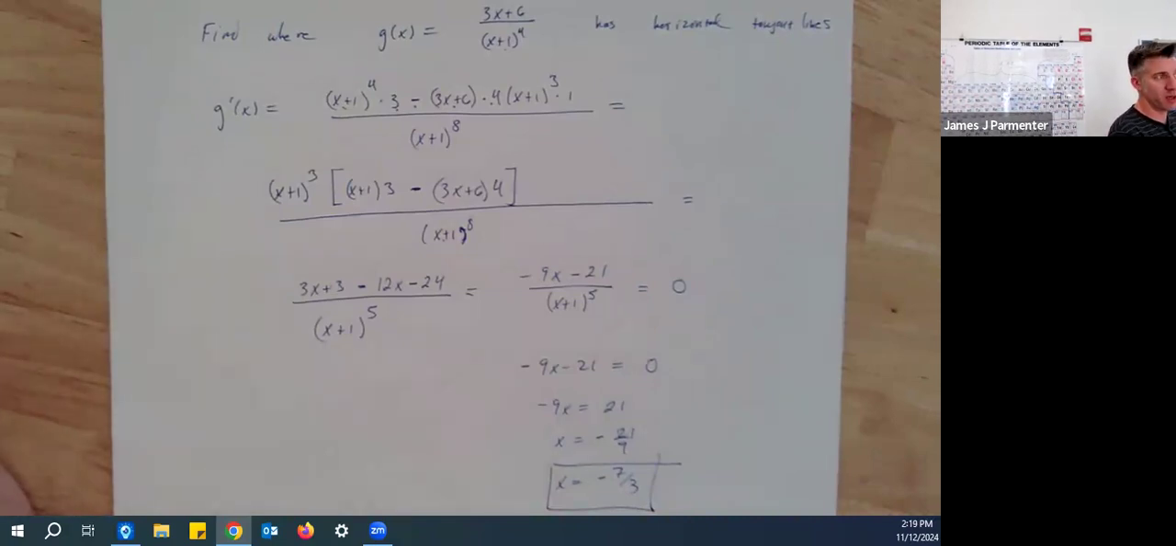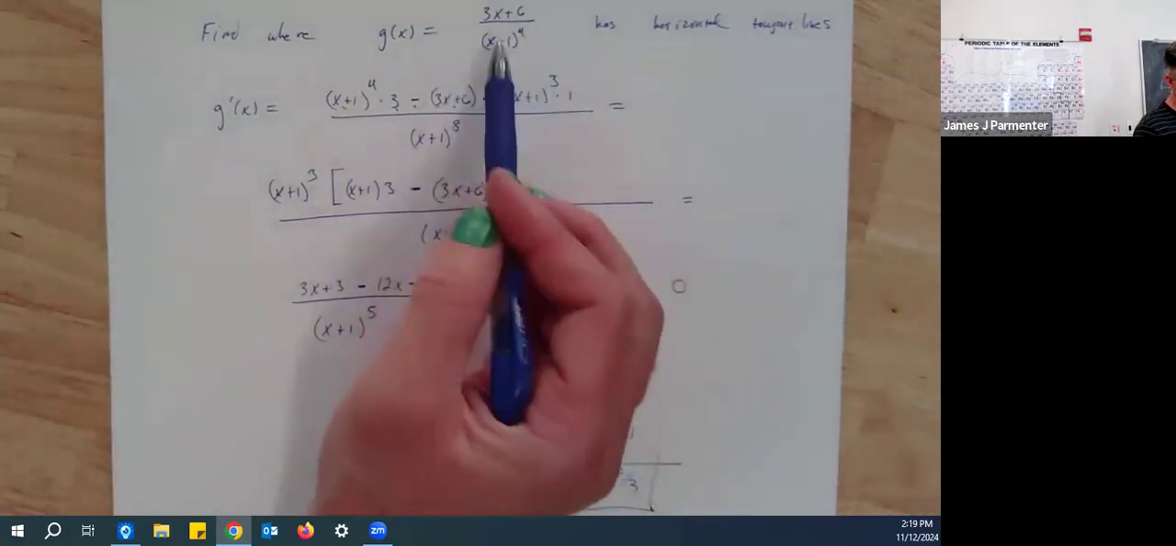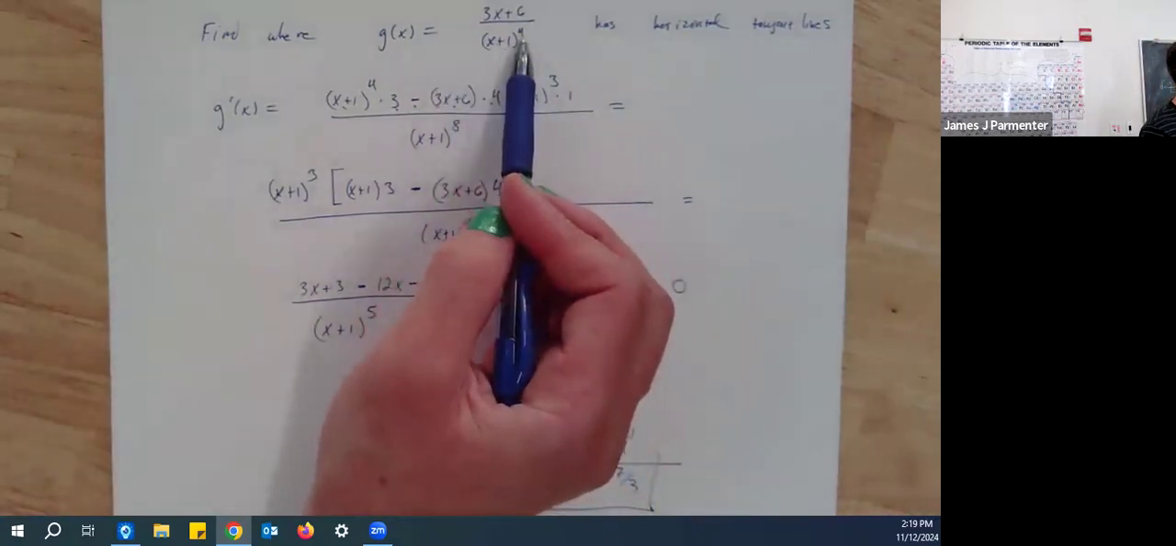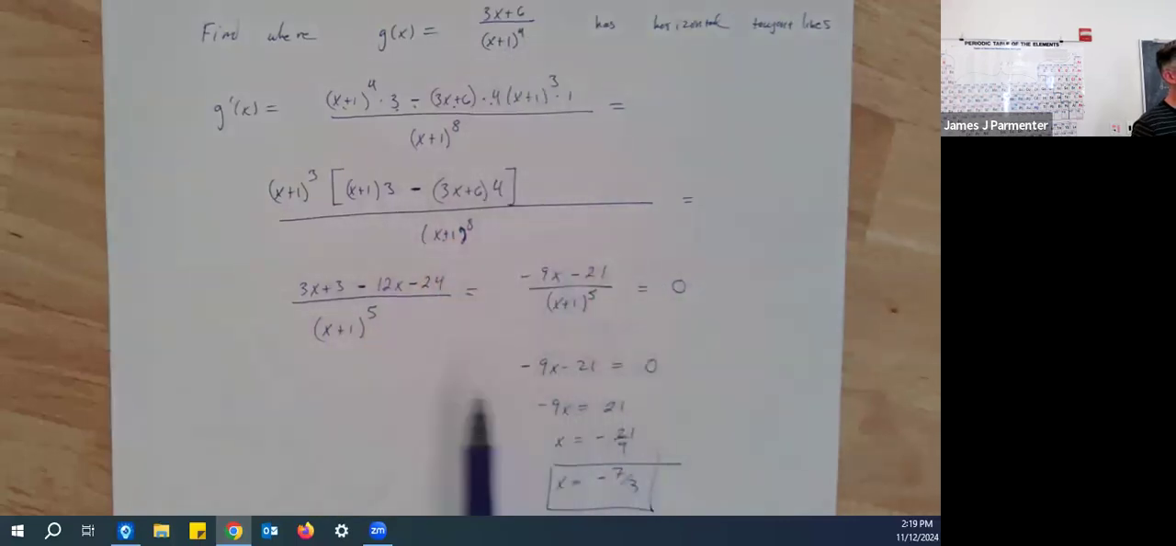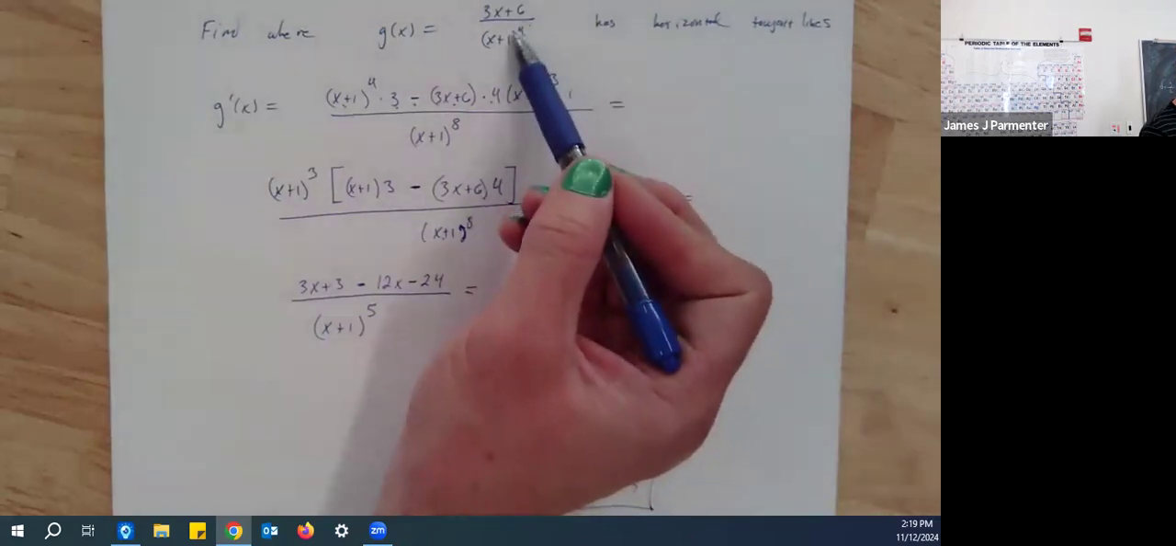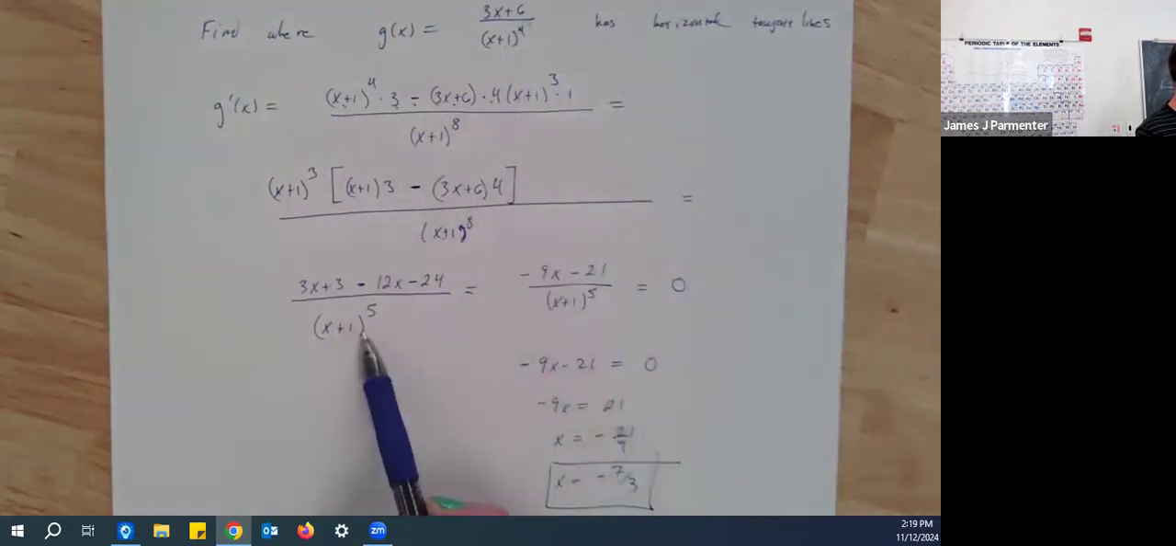Something else worth noting here is that when you take a derivative of some quotient, and the bottom is raised to a power, if you take the derivative and simplify it enough, you should get to a point where the new power in the denominator is exactly 1 bigger than the previous power. So this power was 4 here, and I simplified and got to an x plus 1 to the 5th in the denominator. That's not a coincidence.